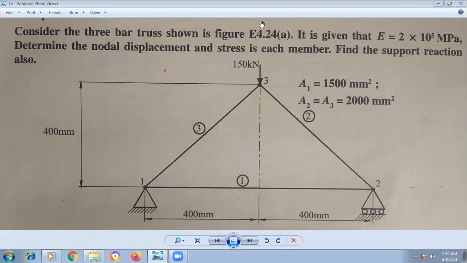Determine the nodal displacements and the stress in each member. Find the support reactions also. Support reaction means the reaction at nodes 1 and 2.